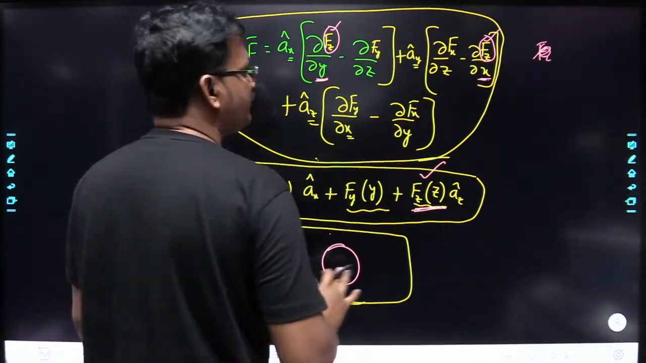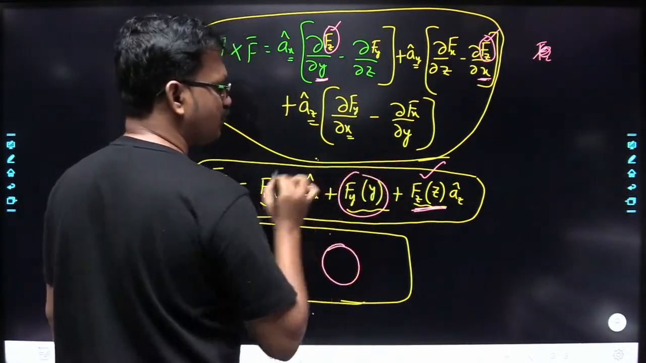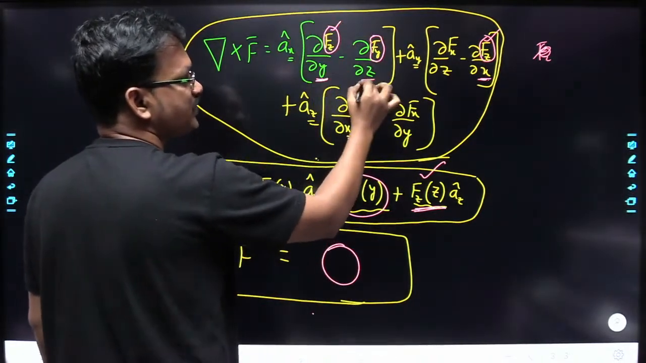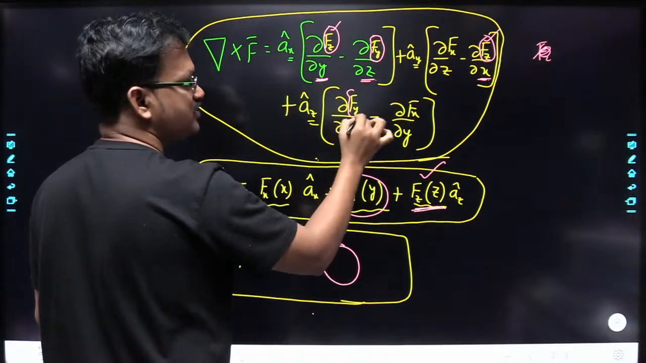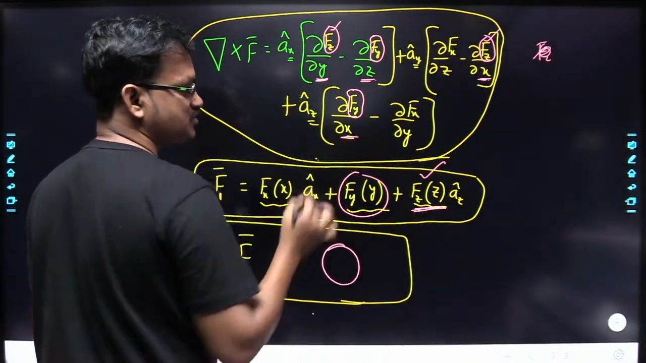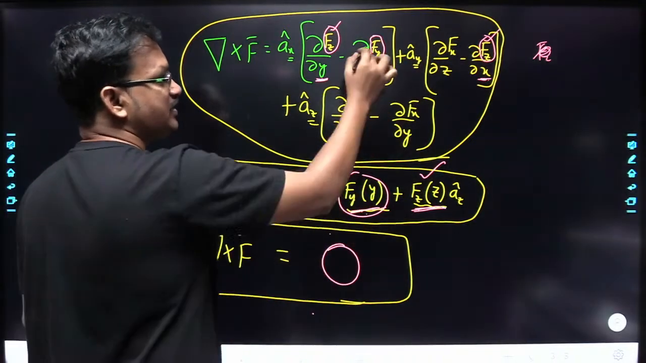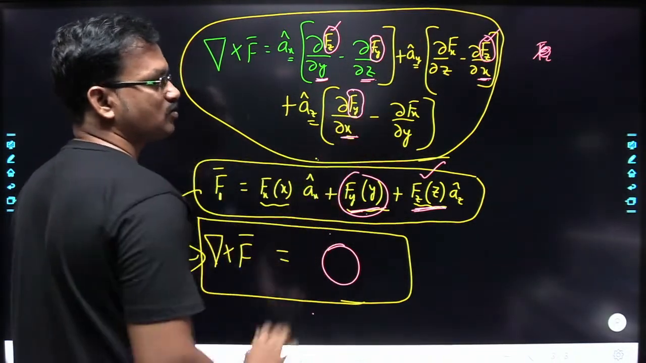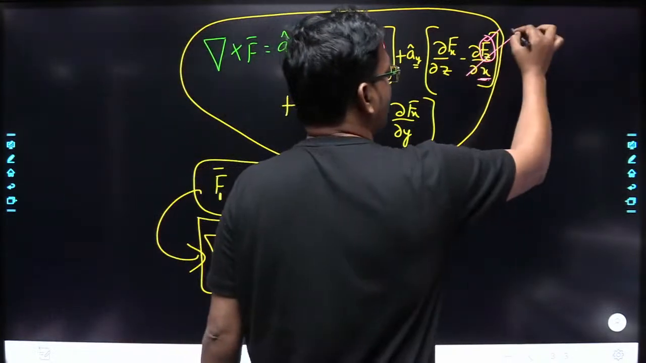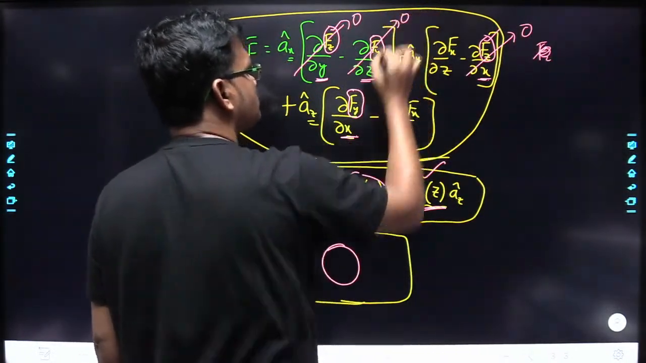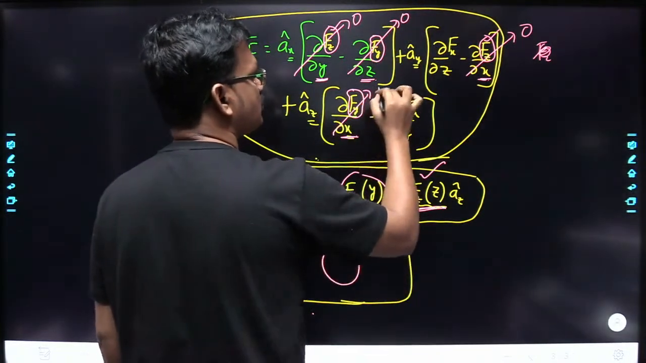Right. Now if you consider the y component as a function of only y, you are differentiating the y component here with respect to z, and here you are differentiating the y component with respect to what? With respect to x. Now if the y component is a function of only y, then this term will go to 0, this term will also go to 0. So already we got this term 0, this term will also go to 0.